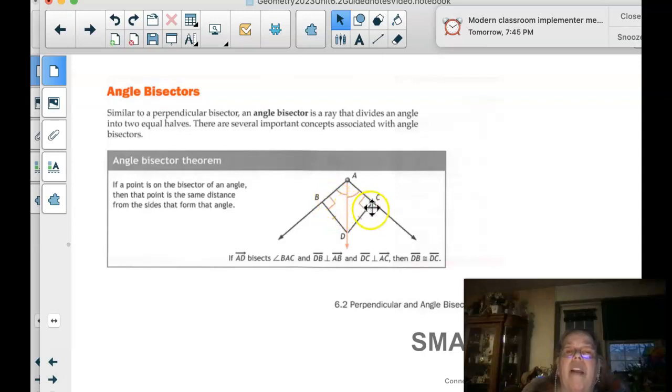These guys are perpendicular. If you notice, we're going to have two congruent triangles again. Okay? If a point is on the bisector of an angle, then the point is the same distance from the sides of that angle. So basically, any point on this angle bisector is going to be equally distant from B and C, from the ends. Okay? Any point. We'll use that more later.